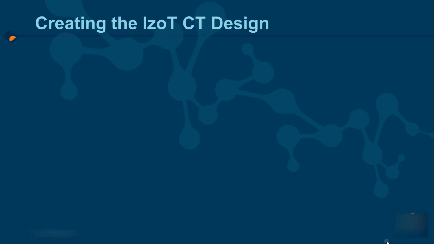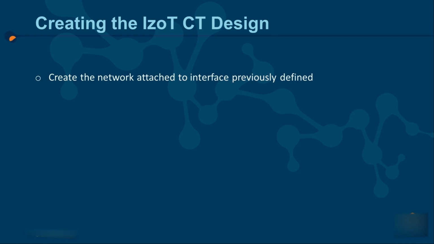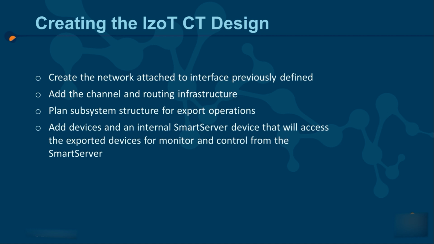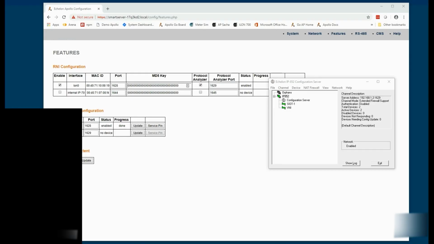In the next sequence, we will engineer the network in IzoT CT. We start by creating the network and attaching ourselves to one of the interfaces we've just defined. We add channel and routing infrastructure that is inside the SmartServer. We plan our subsystem structure for the export operations. In our export subsystem, we will add our devices to our network and also include an internal SmartServer device that will access the exported devices for monitoring control by the SmartServer.